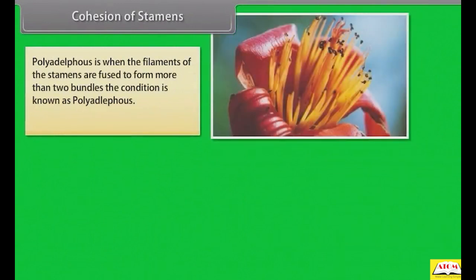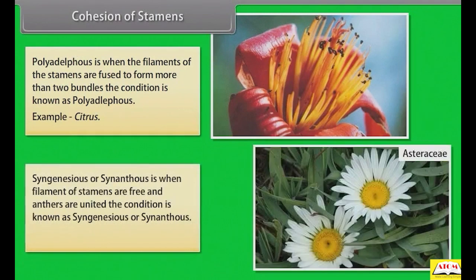Polyadelphous is when the filaments of the stamens are fused to form more than 2 bundles. Example: citrus. Syngenesious or synantherous is when filaments of stamens are free and anthers are united. Example: Asteraceae.